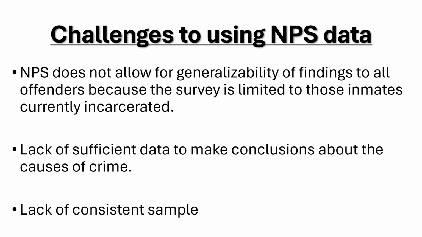So the UCR, the NIBRS, and the NPS are all tools that we have at our disposal to track and monitor crime. Each of them have their advantages and each of them have some significant disadvantages. And remember, so far, most of this has been looking at offender data.